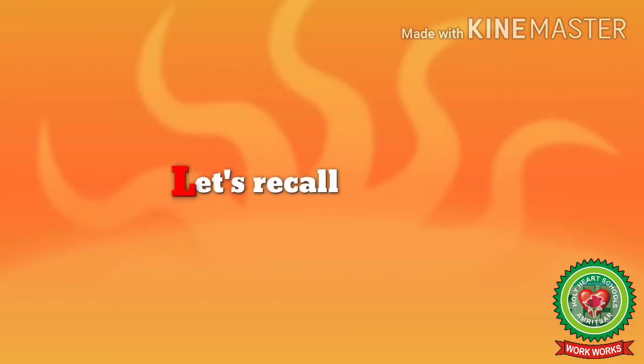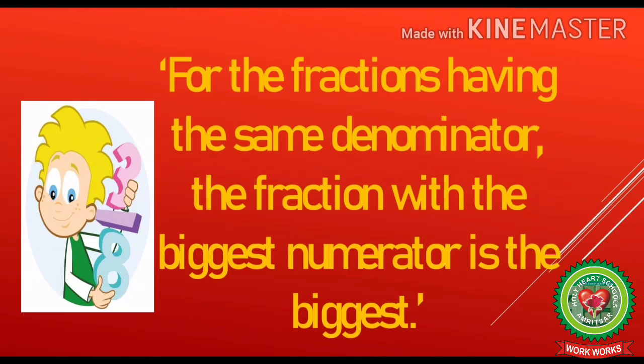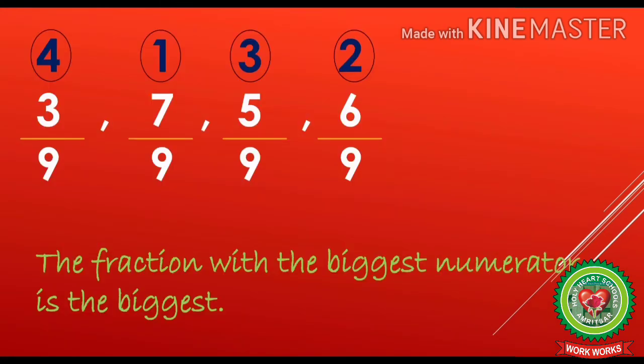Now let's recall what we have learnt today. We have discussed the rules of descending order. We have learnt that for the fractions having the same denominator, the fraction with the biggest numerator is the biggest fraction. So, according to the rule, we will look for the biggest numerator and accordingly we will put the numbers. Then we will arrange the fractions in descending order.